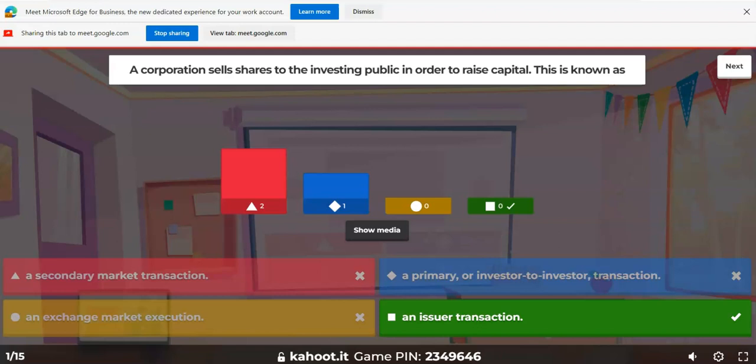Now, here's the thing. It is a primary market transaction. Selling new shares from the issuer to investors is primary market. But the answer choice said primary or investor to investor. Investor to investor is not primary, it's secondary. So this was really a contradiction in terms. Secondary market refers to trading between investors of securities that have already been issued. So the issuer is not involved in a secondary market transaction. If you still need some detail about that, please feel free to ask.